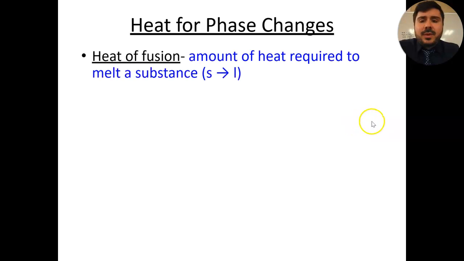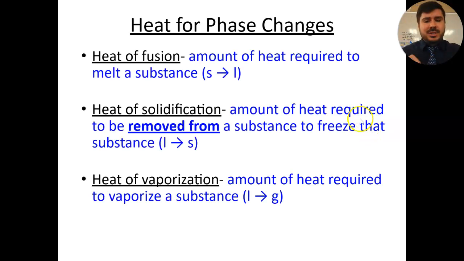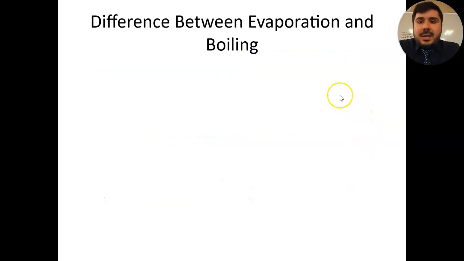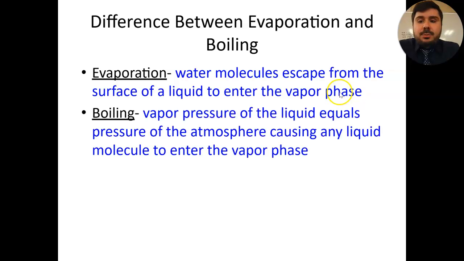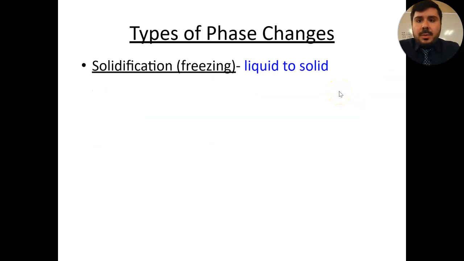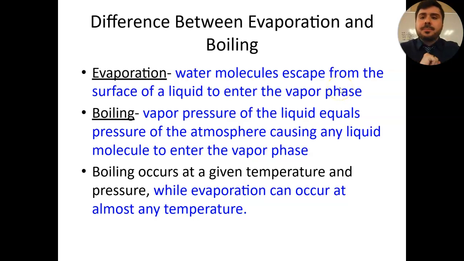Now, when it comes to heat for phase changes, there are a couple of definitions here. I'm not going to spend too much time talking about heat of fusion, heat of solidification, or heat of vaporization, but these are specific measurements that scientists have collected over time that tell you the exact amount of heat required to either melt a substance, freeze it, or vaporize it. That's where we get fusion, solidification, and vaporization from. And then lastly, a couple of differences between evaporation and boiling, and we'll finish up with this slide here.